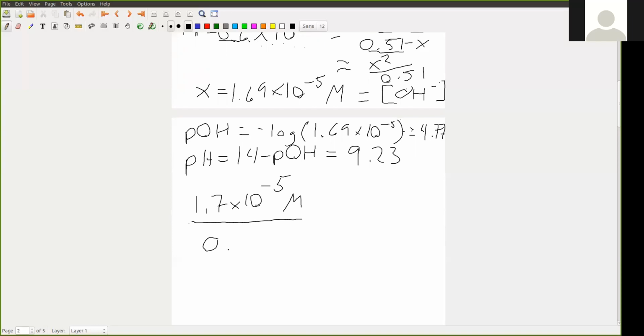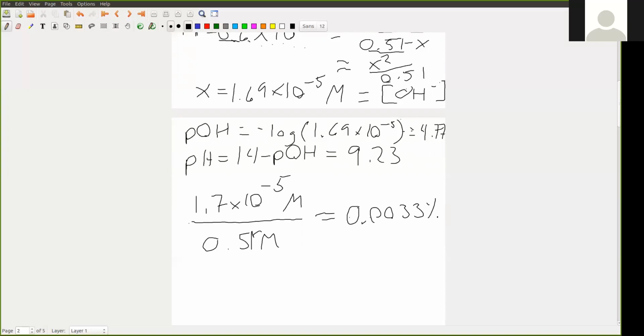And then 0.51 molar as our initial concentration. And if we multiply by 100%, then we end up getting 0.0033%. So that's our percent hydrolysis. It's very small. Typically, you'll only have very small percent hydrolysis in these kinds of cases.